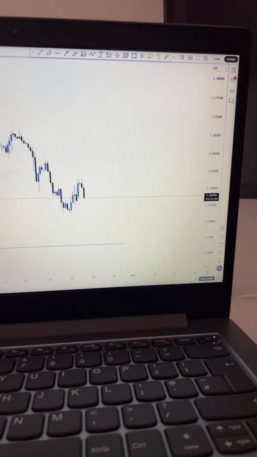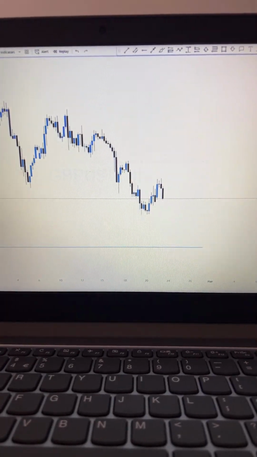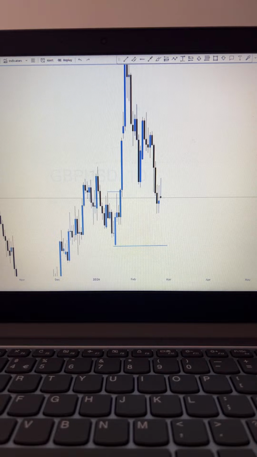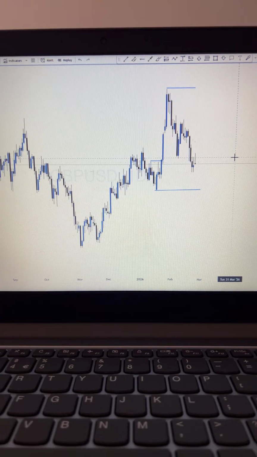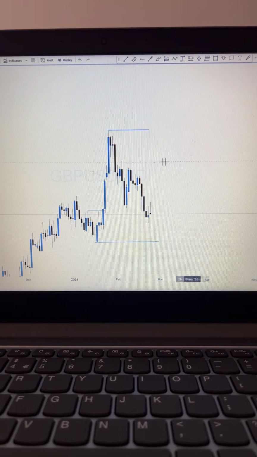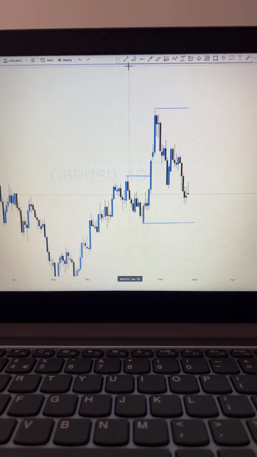So let's go on GU. This is what I'm seeing right now. I told you guys from higher time frame, which is daily, our trend is what? Bullish. With that being said, this is our change of character from daily. This is our break of structure from daily.